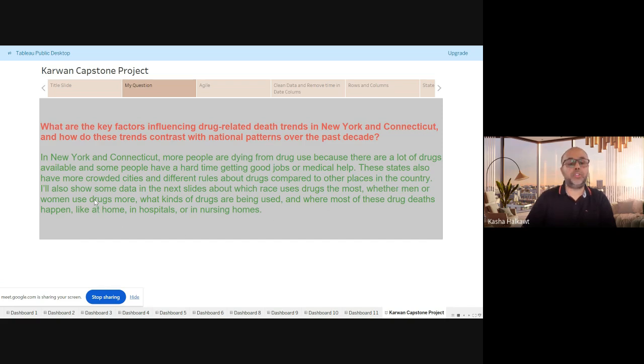I will also show some data in the next slides about which race use drugs the most, whether men or women use drugs more, what kind of drugs are being used, and where most of these drug deaths happen, like at home, in hospitals, or in nursing home.